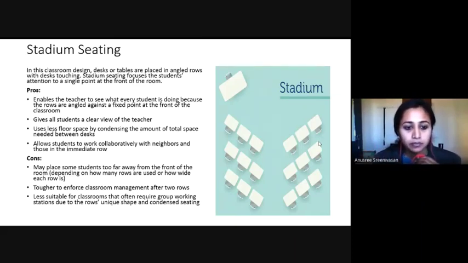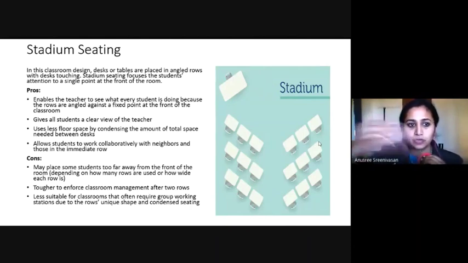Then it's tougher to enforce classroom management after the first two rows. After the first two rows and behind, you cannot manage the students properly. And it is also less suitable for group activities.